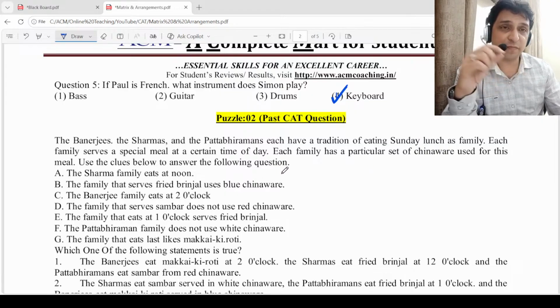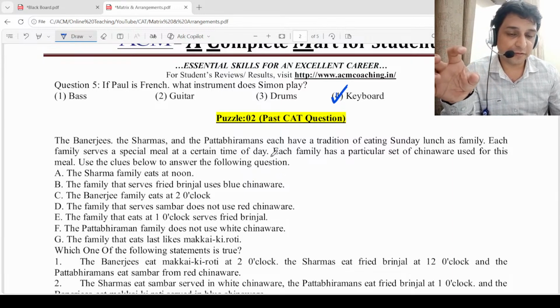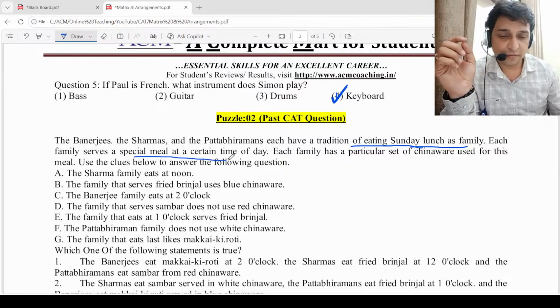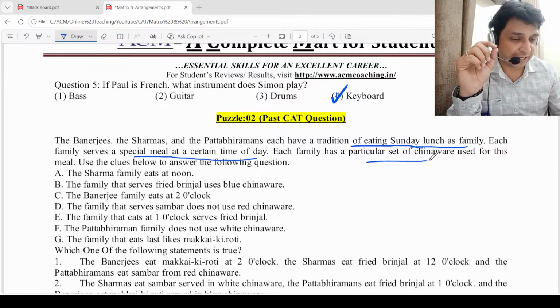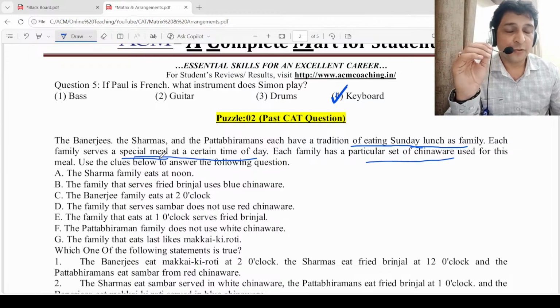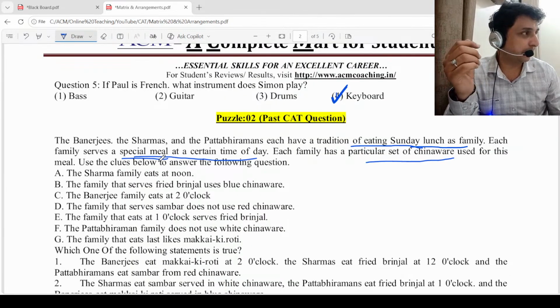Now, look, in this puzzle, we do not have, other than names, any other information. We don't have the times. We don't have the particular set of chinaware's name. We don't have the name of the meal. So here we can't use the matrix method. So we have to use the table method here.